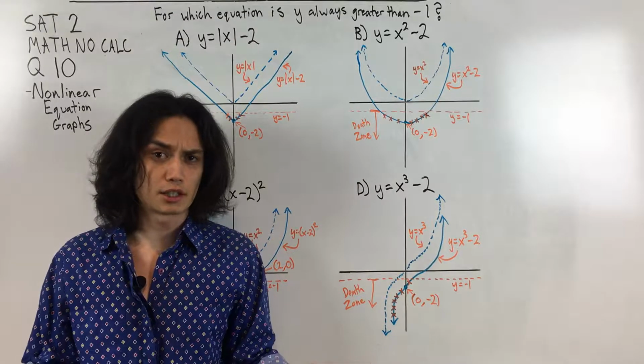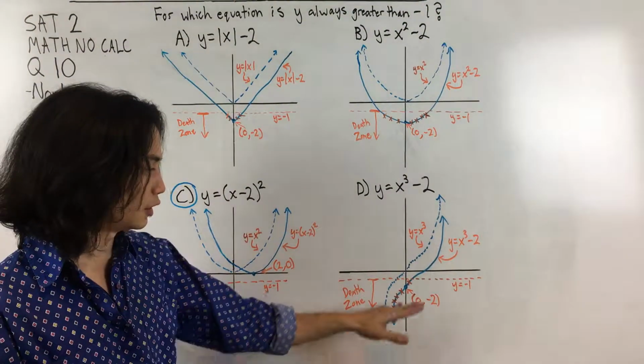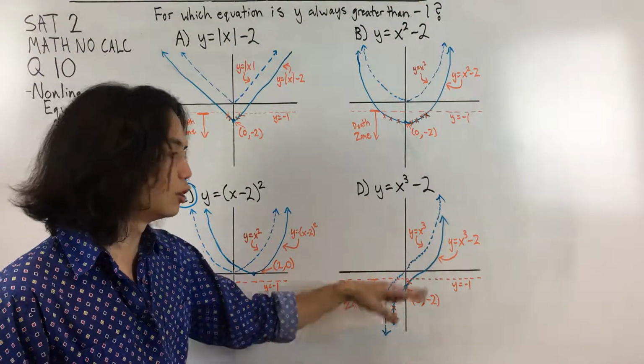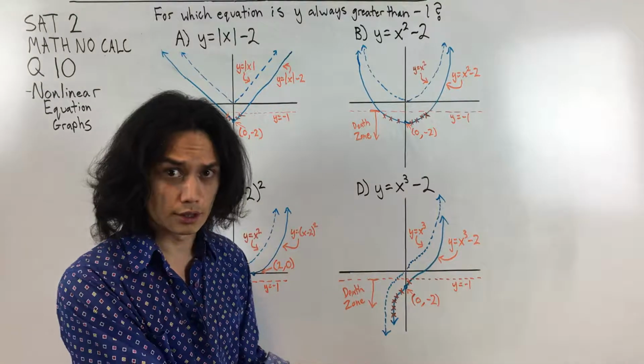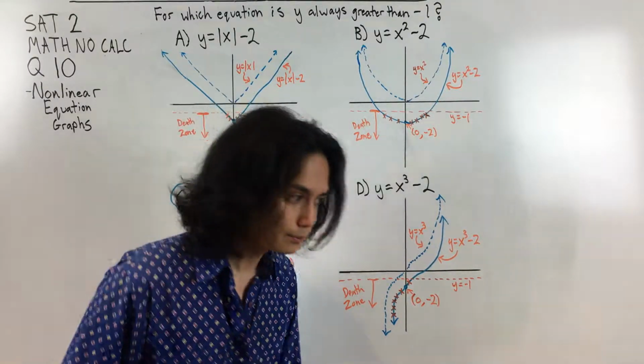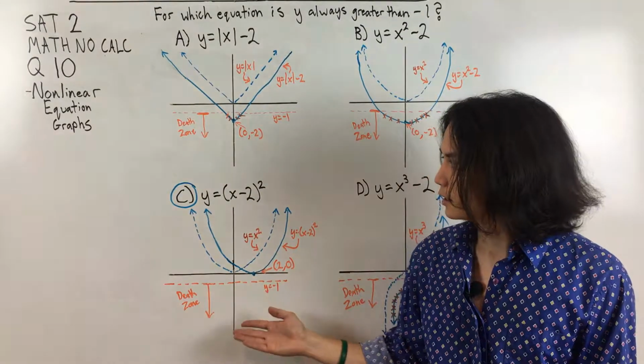And a y equals x cubed graph just is the worst. There's so much stuff, literally infinite stuff below the death line. So this is like the wrongest of all the wrong answer choices. OK. On to our right answer, answer choice C.